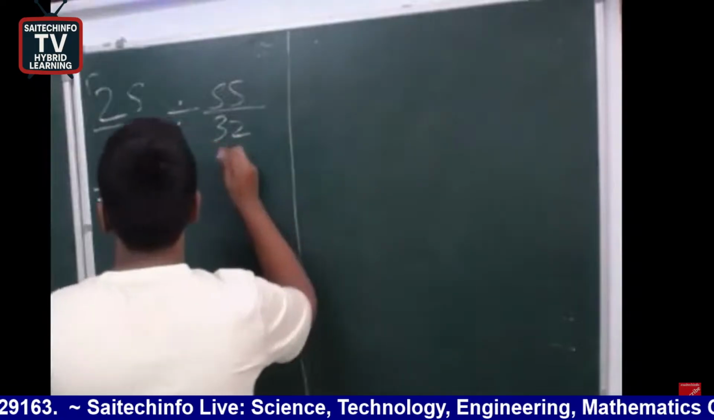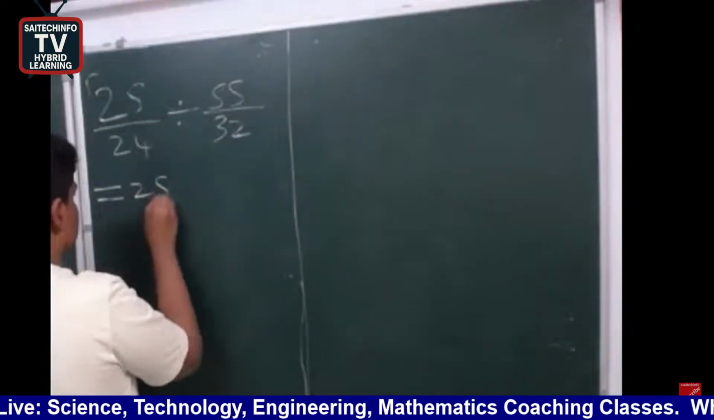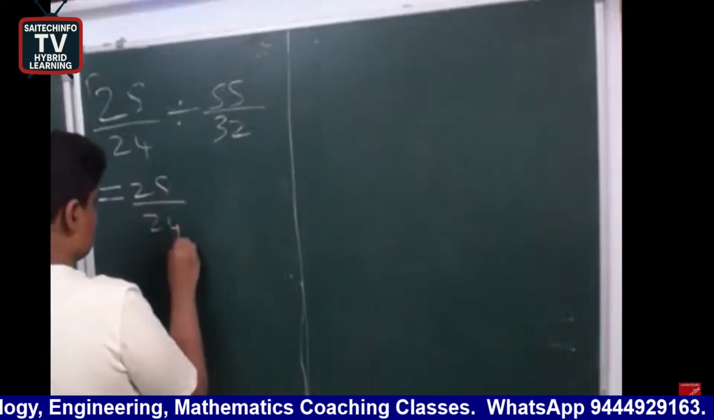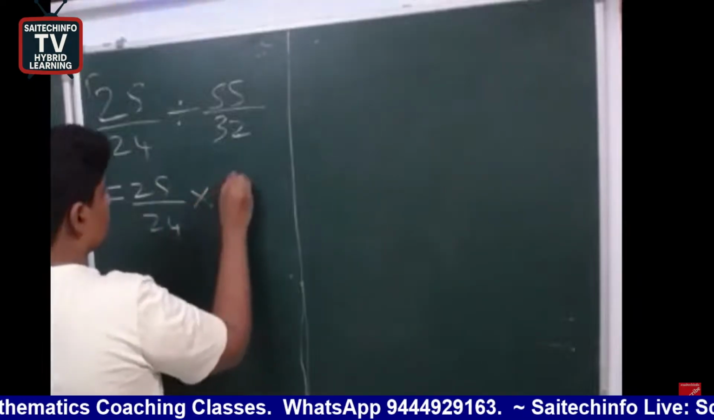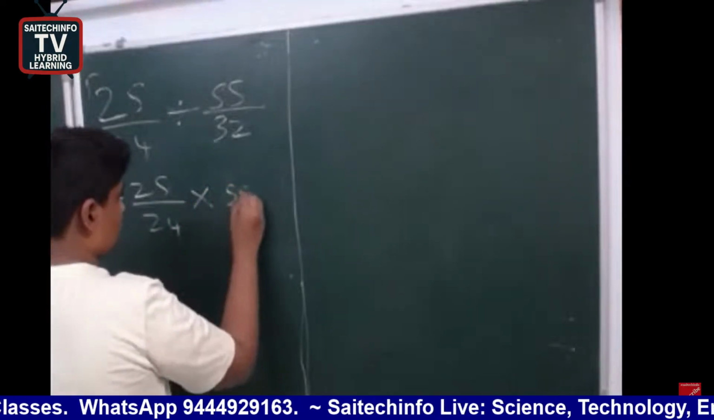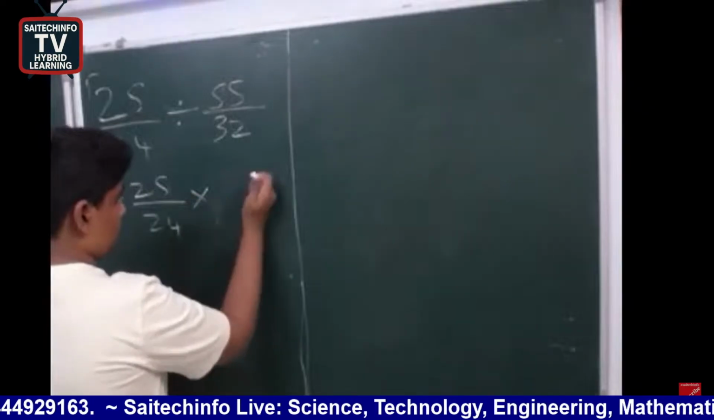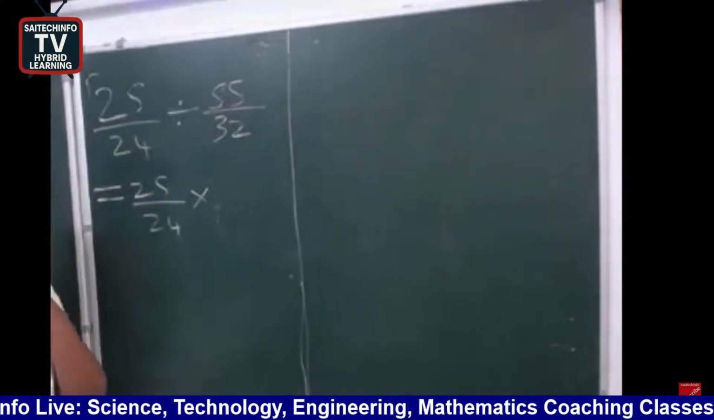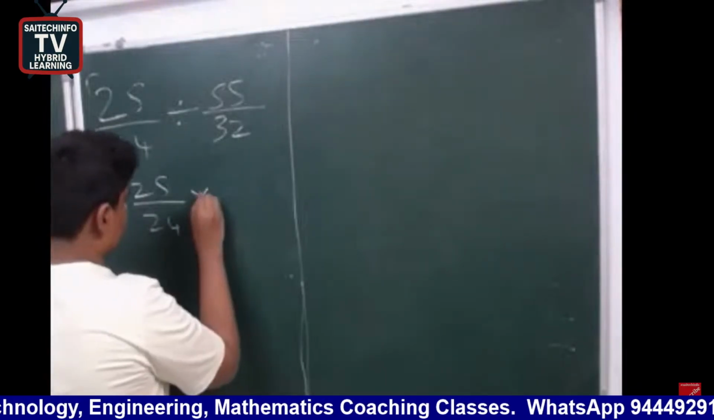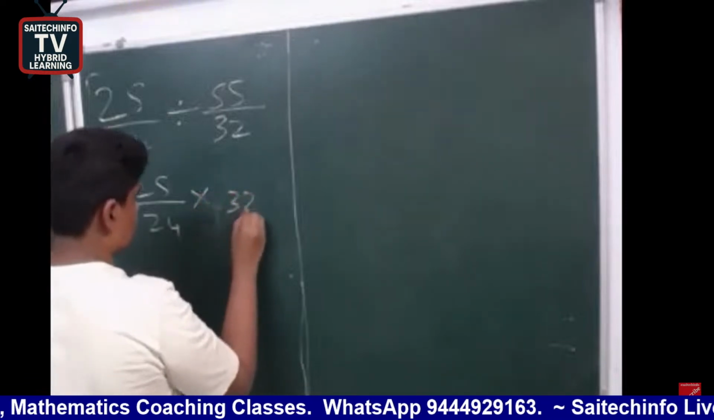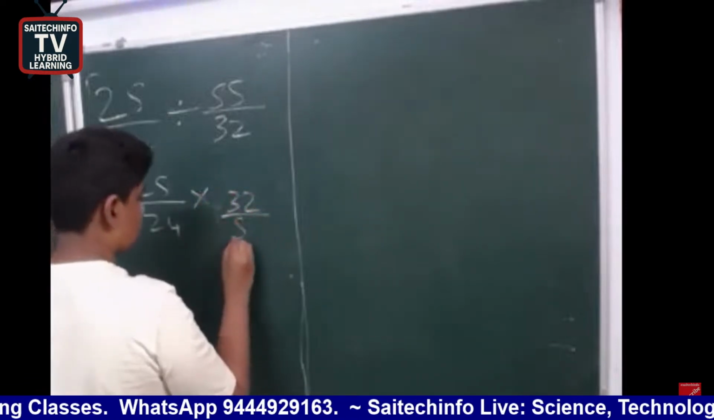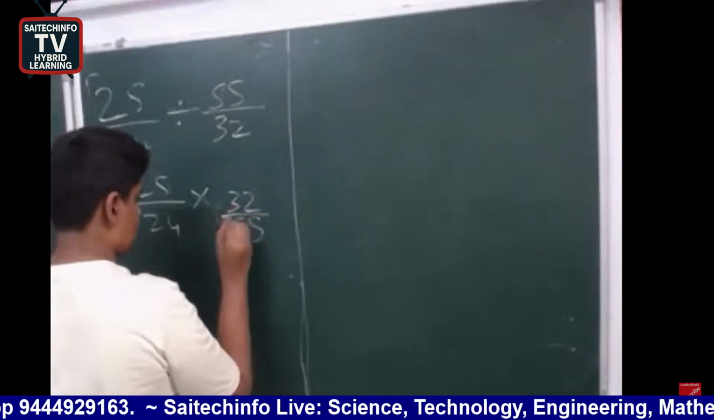Write 25 by 24. Put multiplication, then reciprocate. Reciprocate means what? You have to inverse it. 32 by 55. Now proceed.